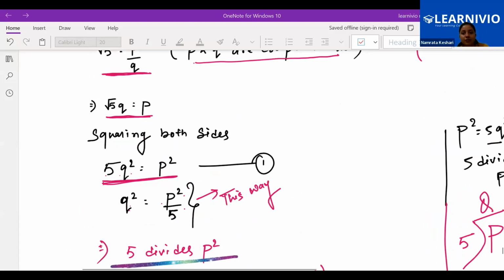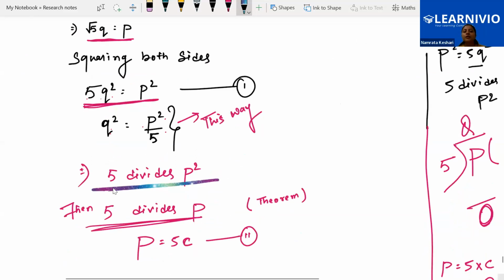Yes. After that, what are we doing? We are saying that since 5 divides P square, 5 will also divide P. From where are we writing this? From the previous day's theorem: if P is a prime number and P divides A square, then P divides A. Same theorem we are using, and we are making the conclusion that 5 divides P square, so 5 will also divide P. And if 5 divides P, then the rule, dividend is equals to divisor into quotient plus remainder, that rule we are applying over here.